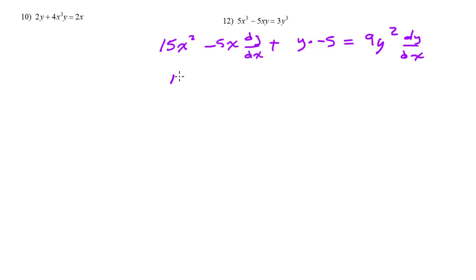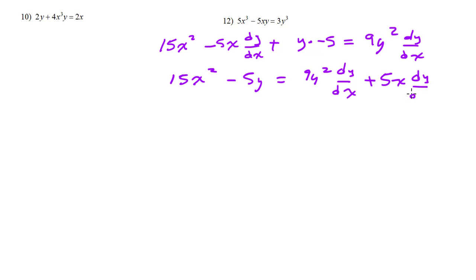So a little bit of math here. We got 15x squared minus 5y from this guy equals 9y squared dy/dx. And since this is subtraction here, we're going to add it to the other side, plus 5x dy/dx. And now we can take out the dy/dx over here on the right side. That's going to leave us with 9y squared plus 5x.